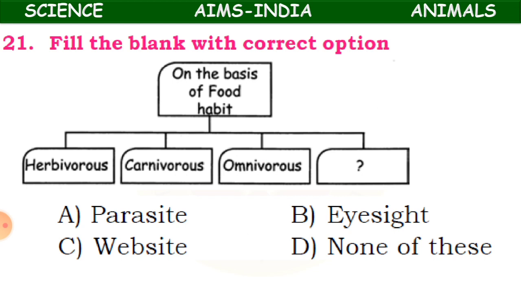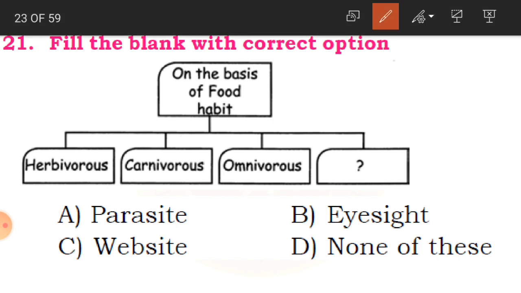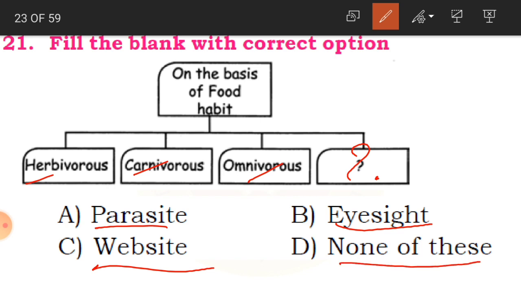Next question. Fill in the blank with the correct option. On the basis of food habit, we have divided the animals into different categories. If you see here, we have herbivores, carnivores, omnivores and the other one. What is that? We have to name it. Whether it is parasite, A option. Eyesight, B option. C option, website. Or D option, none of these. What is it, children? Is eyesight an animal?